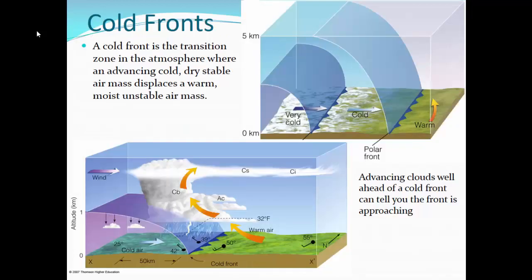So here is our cold front. Two different depictions of the cold front. On the upper right, we just see one front with cold air, followed by a second front of very cold air. Both are moving from left to right, and we can see the pips on the fronts moving, showing that direction. And then out ahead of the polar front, that warm air is flowing up from the south. So a cold front is a transition zone in the atmosphere where an advancing cold, dry, stable air mass displaces a warm, moist, unstable air mass.